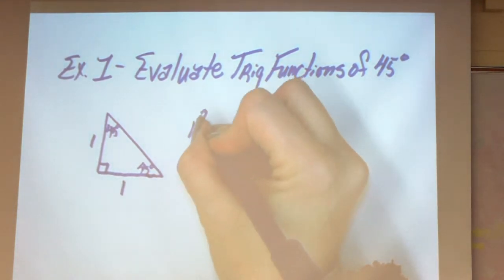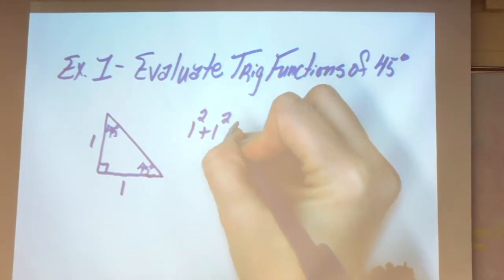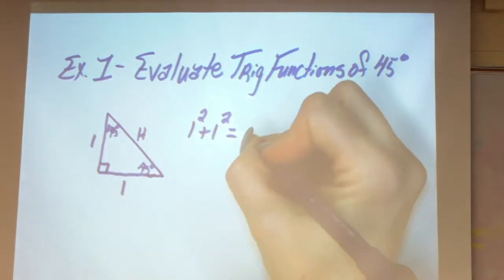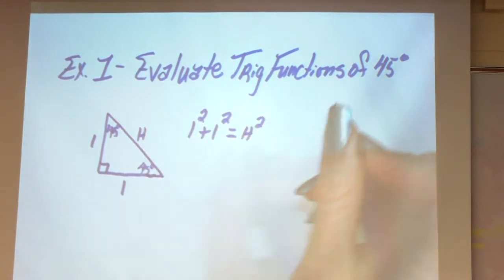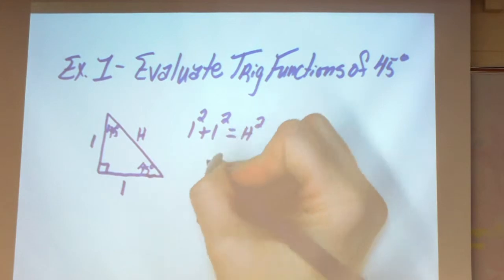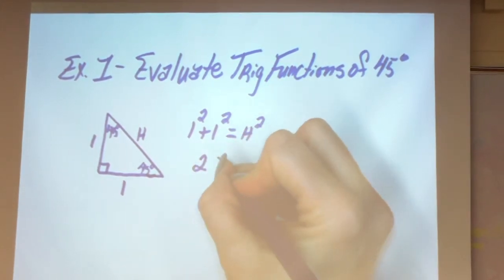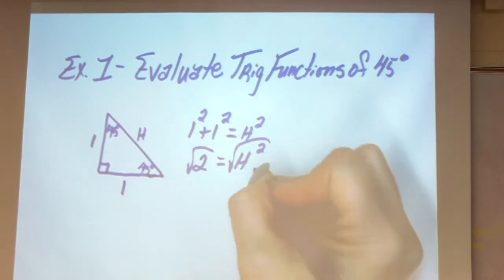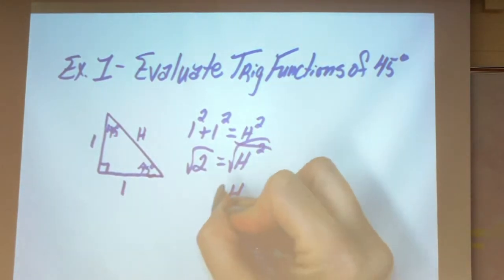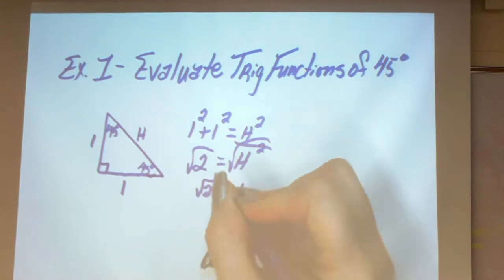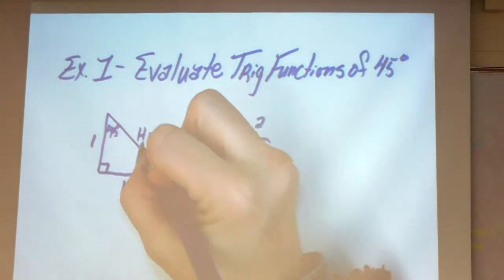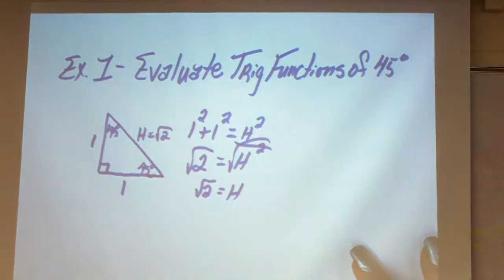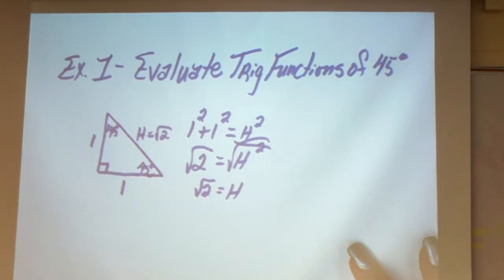So it would be 1 squared plus 1 squared would equal your hypotenuse squared. So 1 squared is 1, 1 squared is 1, so 2 is equal to the hypotenuse squared. So if I'm trying to find the length of the hypotenuse, it would be the square root of 2. And that works for all right triangles that have a 45-degree angle.